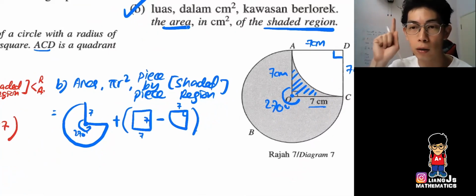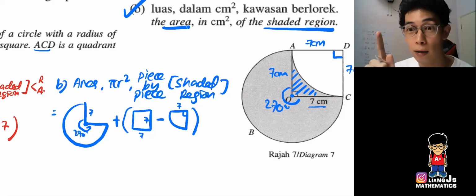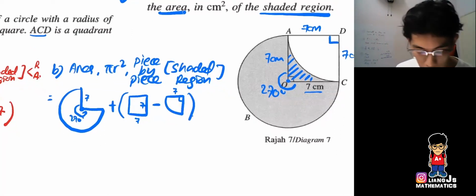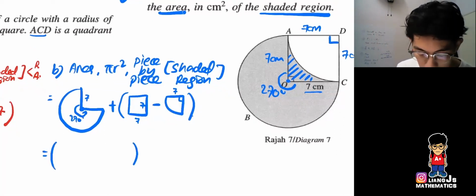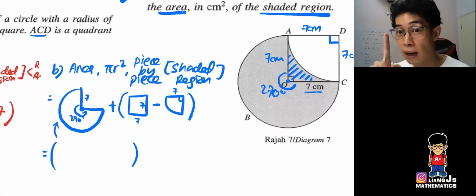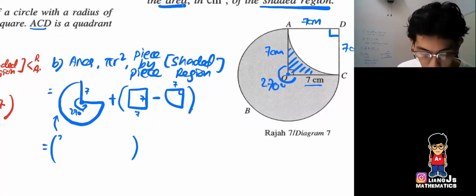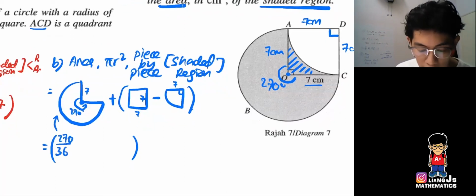Get the radius and angle, get the radius and angle, right? So now I have to start to fill in the blanks. The first bracket is for this. Now fill in the blanks, angle first. Okay, angle first. 270 over 360.